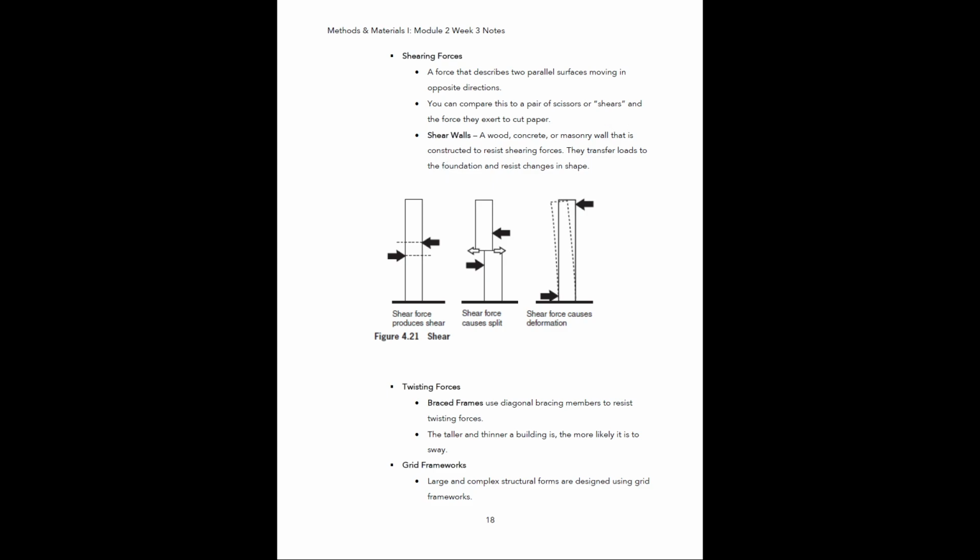And so if you were to cut a piece of paper, you're placing that piece of paper between the two blades of the scissors, and as you move the shears together, they're forcing the fibers of the paper in different directions, and that's what causes the cut to occur on the piece of paper.